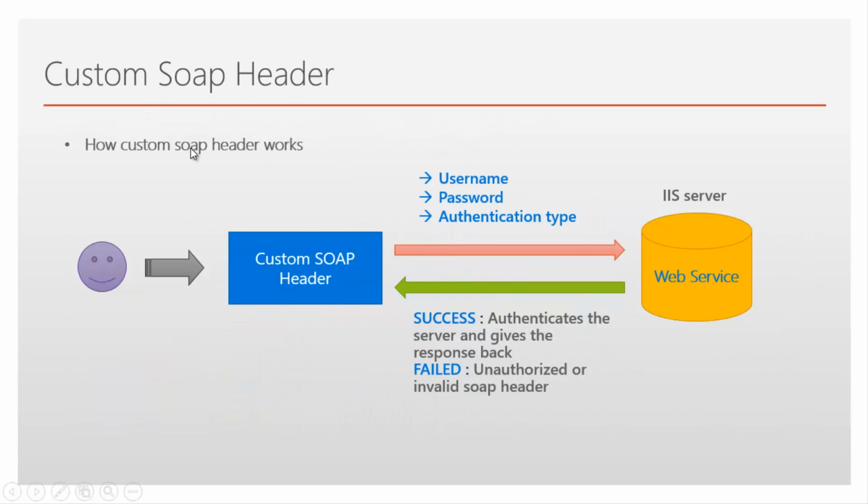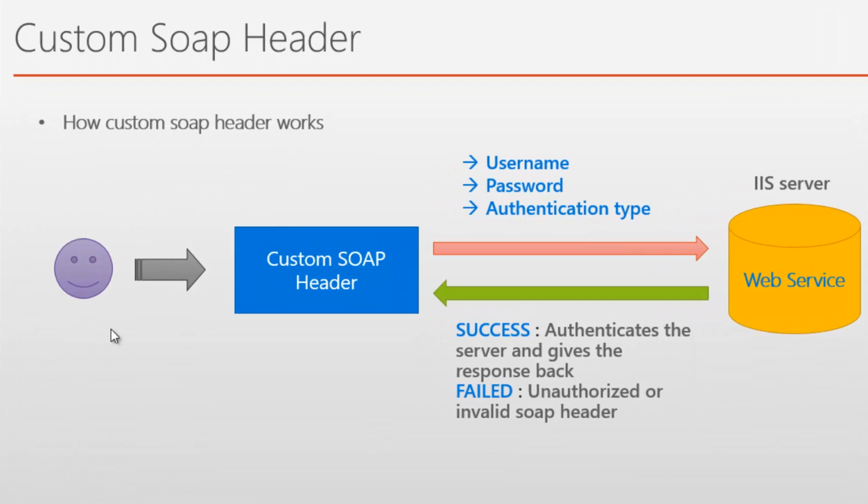Custom SOAP header. This is how the custom SOAP header works. Here, when the client sends the request to the web service along with the custom SOAP header which contains username, password and authentication type. We will discuss what is this authentication type and how to pass in custom SOAP header in more details in this video.